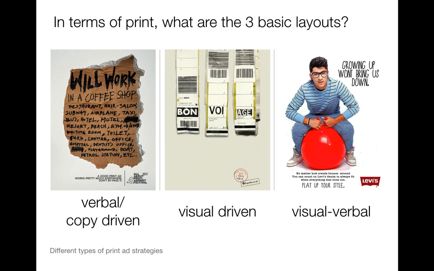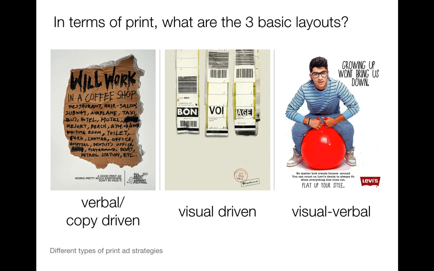Next we have our visual driven, and this is where the copy is the supporting role, and really our ad is driven by the visual messages. So in this middle ad, the visual driven example, it's all about the luggage tags. Now of course the Bonvoy and Age that you see as part of the cities that belong to each of these luggage tags help communicate the overall message. Really it's the tags themselves that communicate this concept for Expedia.